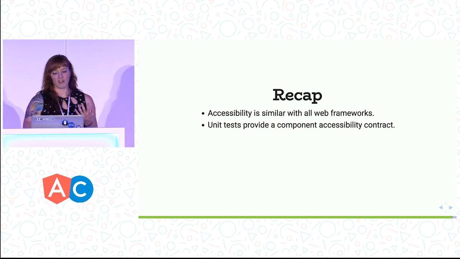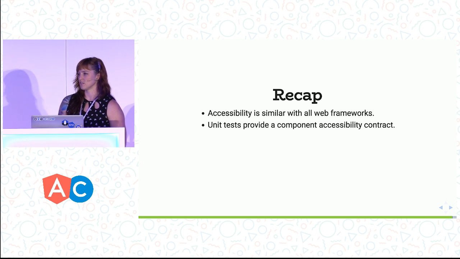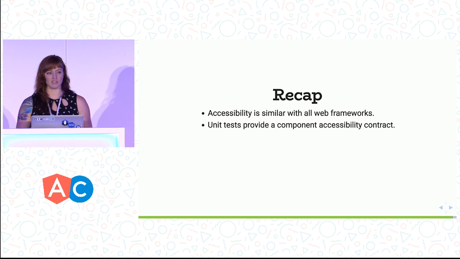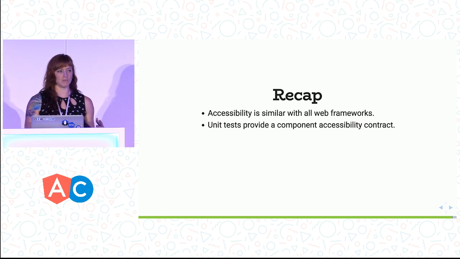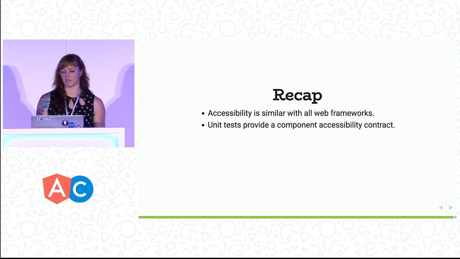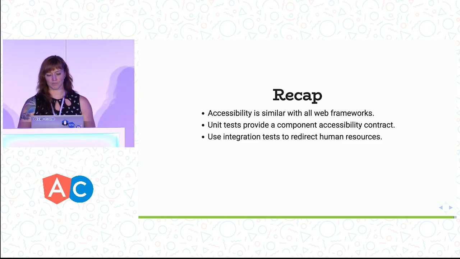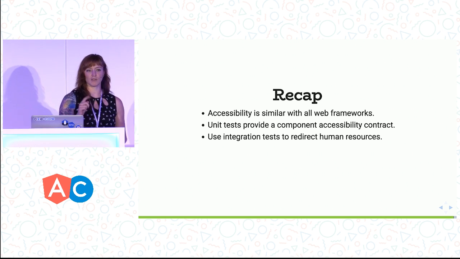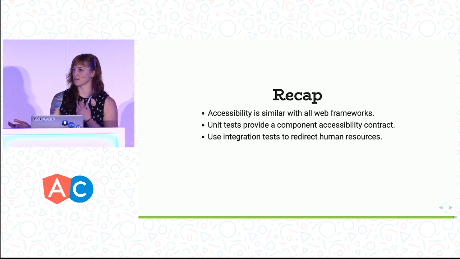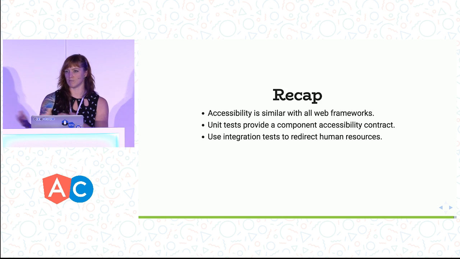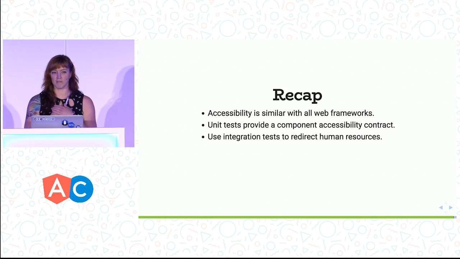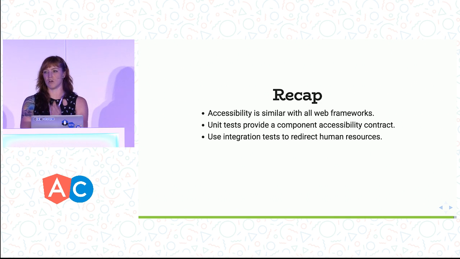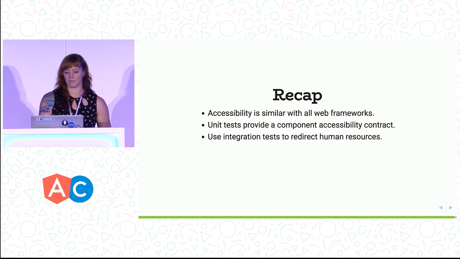We can provide a component accessibility contract using unit tests, which is really handy to make sure that the other engineers on your team know how something should work for accessibility. So things like keyboard support, labeling, all of those things. You can use integration tests to redirect human resources, so somebody isn't manually going through and having to hit tab. It's really powerful to be able to programmatically fire open a component and make sure it does the thing. It makes me feel really happy to ship a project knowing it has good test coverage.